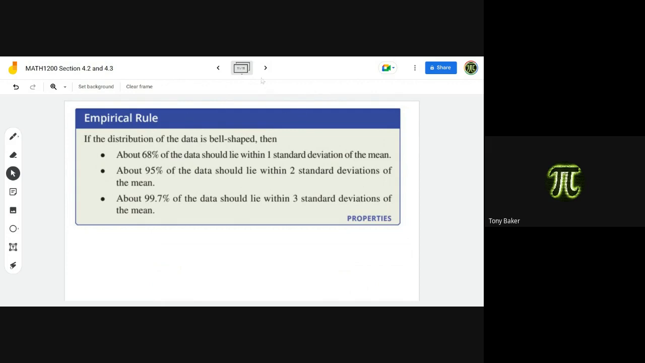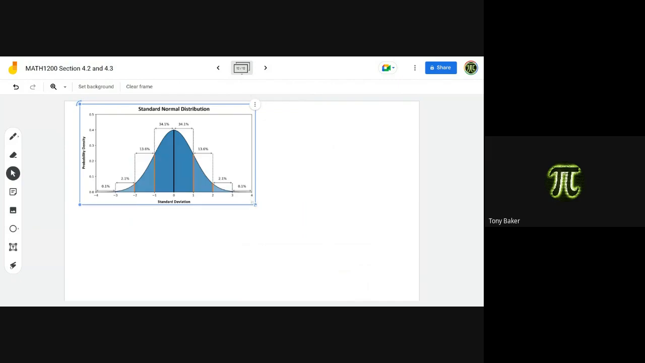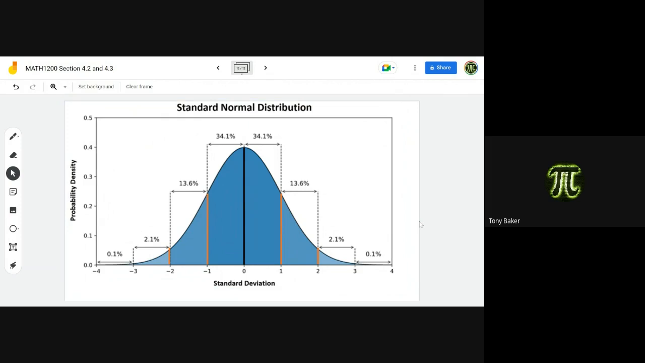Everybody got this down? I'm going to show you a graphical representation of the exact same thing in a second, and then I'm going to tell you why this is important. So here is the bell curve with the actual percentages on it. You can see the numbers are slightly off. It's 68, 95, 99.7 is approximate. So here's 1 standard deviation. So we're 1 out, 2 out, and 3 out.